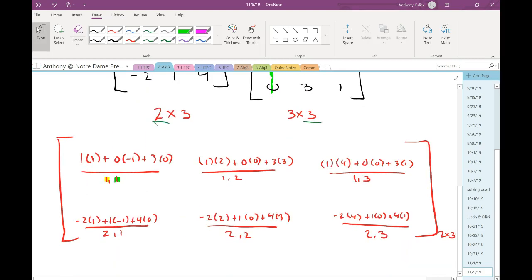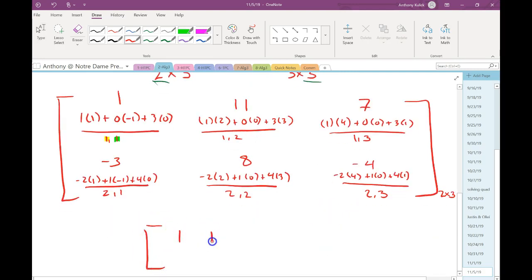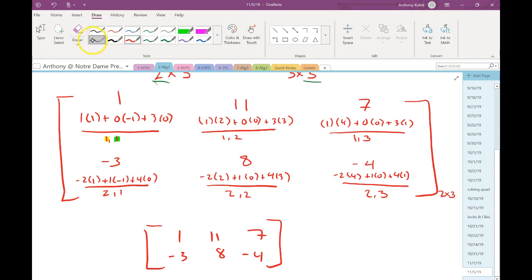So if I add these up, I get 1, I get 11, I get 7, I get negative 3, I get 8, and I get negative 4. Everybody, you kind of remember doing this last time? Okay.